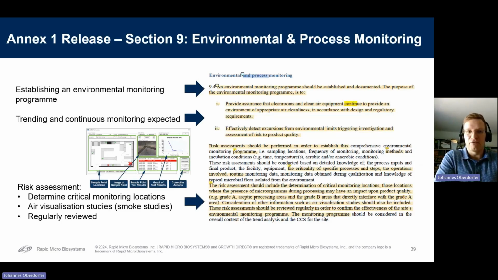At the beginning, we have already establishing an environmental monitoring program as one part of it. The trending and continuous monitoring, this is expected, so that we are not doing it just case by case, but that there is a trending and continuous monitoring in place. We have the risk assessment where we determine critical monitoring locations, air visualization studies, like the smoke studies mentioned, and that we regularly and periodically review them.